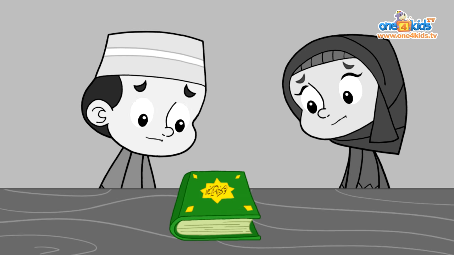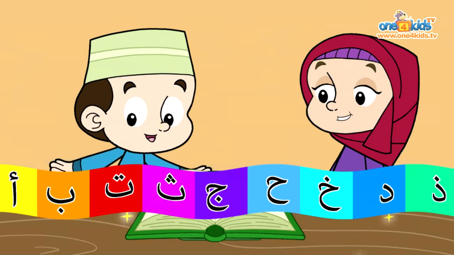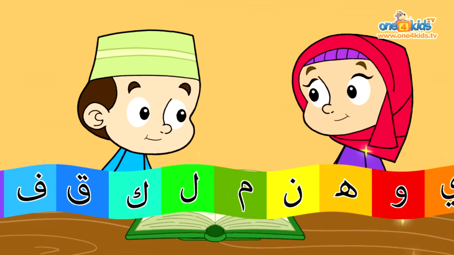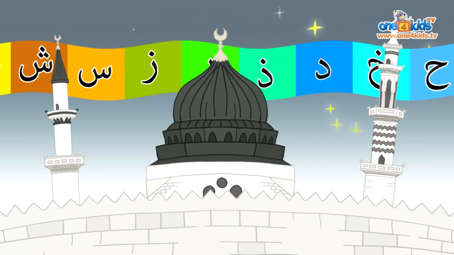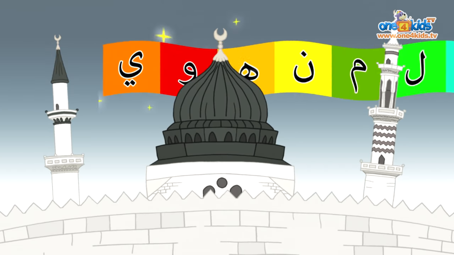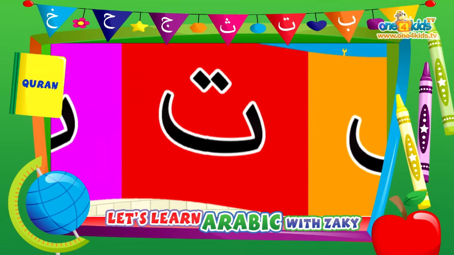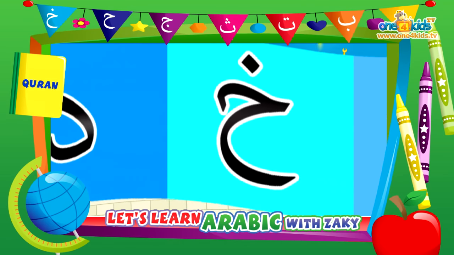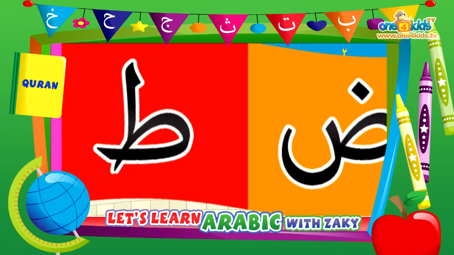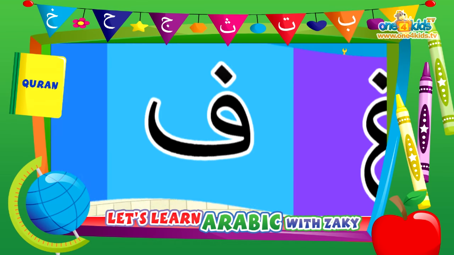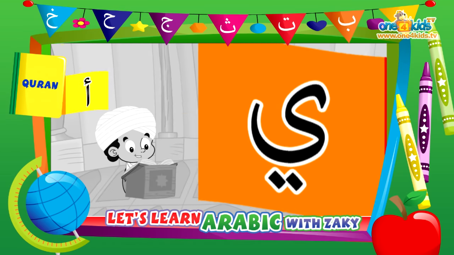We're learning the Arabic alphabet so we can read and learn Al-Quran, Al-Quran, the language of our beloved Muhammad, the last prophet sent from Allah, from Allah. It goes Alif, Ba, Ta, Tha, Jim, Ha, Kha, Dal, Dal, Ra, Za, Sin, Shin, Sad, Dad, Ta, Dha, Ain, Ghain, Fa, Qaf, Kaf, Lam, Mim, Nun, Ha, Waw, Ya.